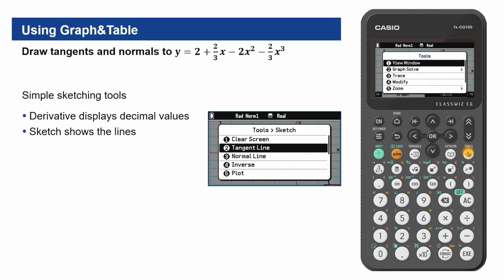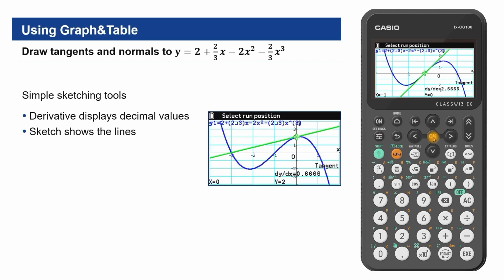Once a function is drawn, use Tools to access Sketch and draw the tangent at a point. By default, this is at the center of the x-axis. But just as when using Trace, either scroll or directly enter a value to move the tangent. Notice that the dy dx value is also displayed.